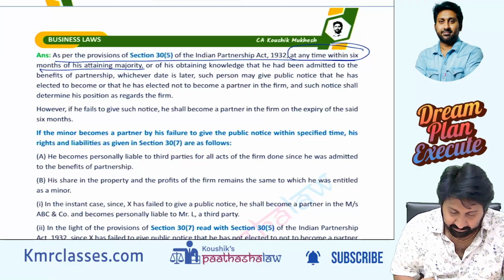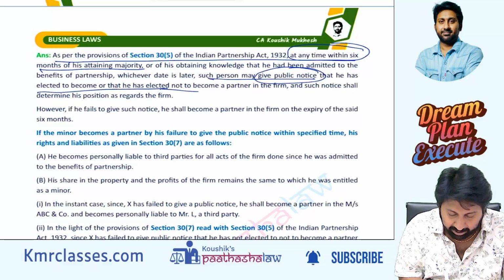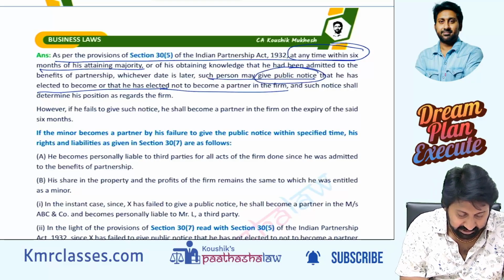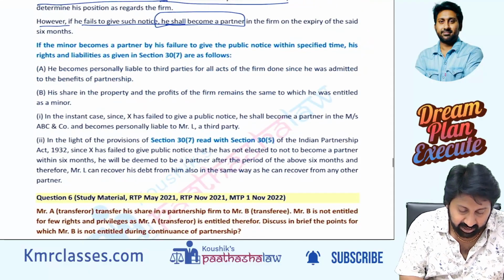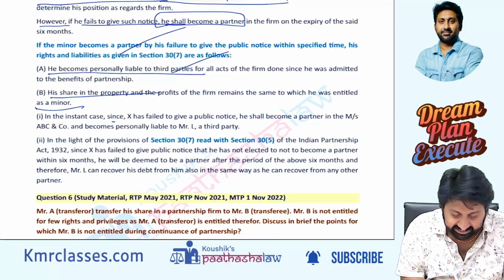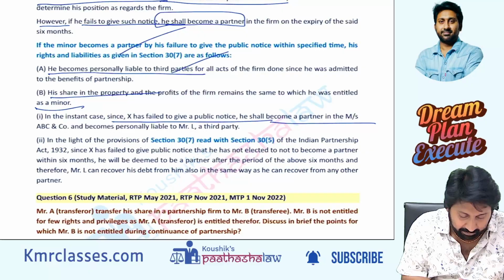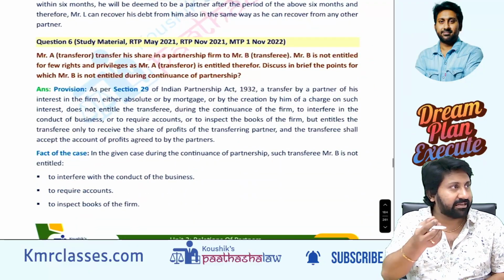Within 6 months, such person may give public notice that he has elected to become partner or not. Such notice shall determine his position. However, if he fails to give, he shall become a partner. If minor becomes a partner, he becomes personally liable to the third parties. His share in profits will be same. In the instant case, since X failed to give public notice, he will become a partner. That's it. That's why if you read once, clear.